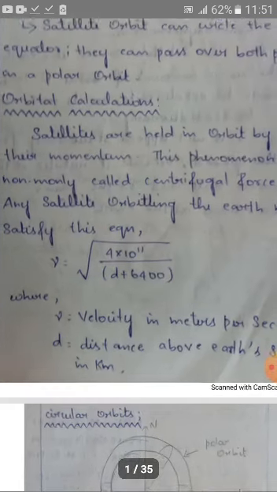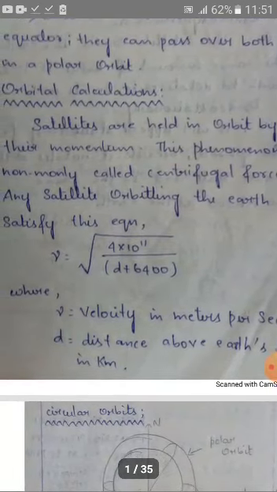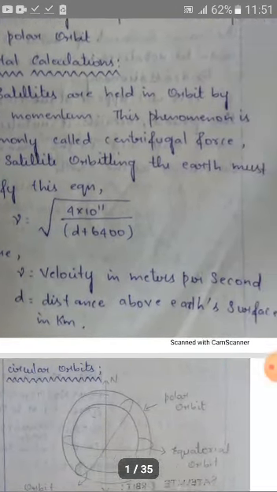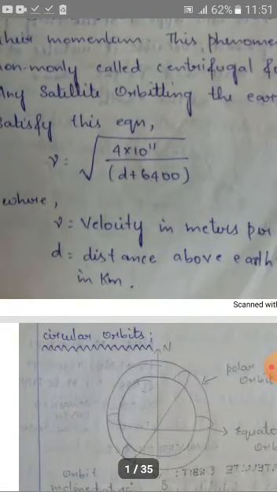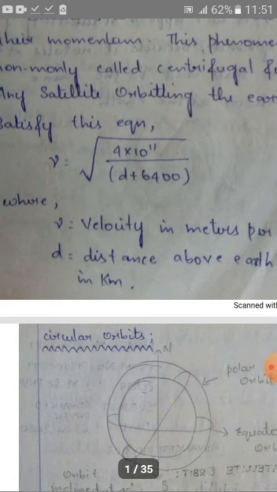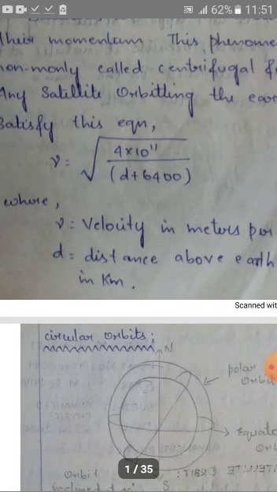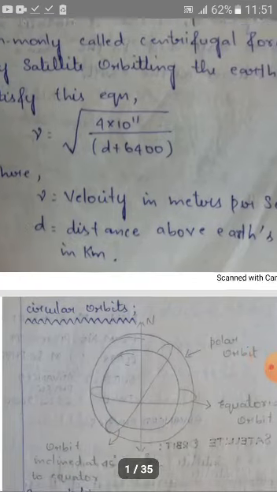The satellites are held in the orbital way, which means some momentum has been created. This phenomenon is called centrifugal force. Any satellite orbiting the earth must satisfy this equation for V: V equals the root of 4 into 10 power 11 divided by d plus 6400, where d means the distance above the earth's surface.